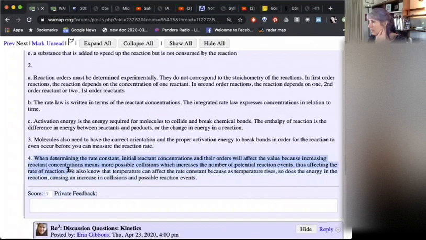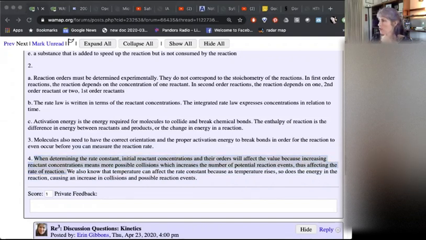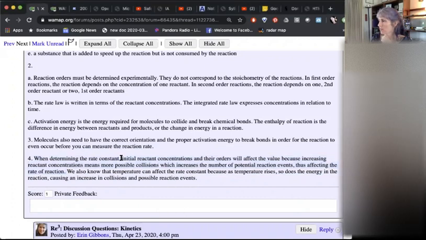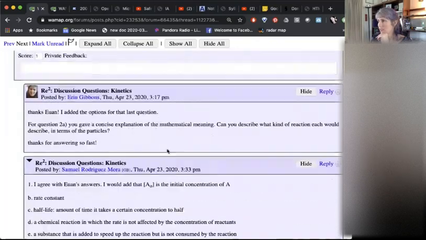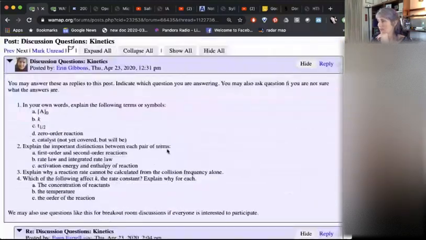When determining the rate constant, the initial concentrations and their orders will affect the value of what? That'll affect the value of the rate, the overall rate. In fact, will the initial concentration affect the rate constant K? This is where I was a little confused about the wording of the question.